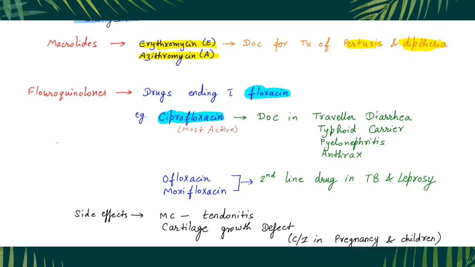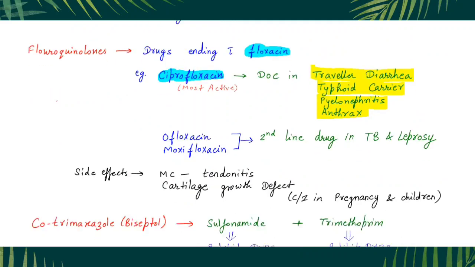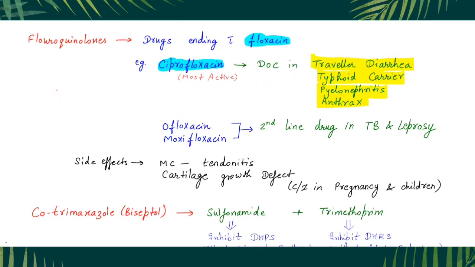Ciprofloxacin is the drug of choice in traveler's diarrhea. It is used for the typhoid carrier, pyelonephritis and anthrax. So ciprofloxacin is the drug of choice in traveler's diarrhea as well as in typhoid carrier, pyelonephritis and anthrax. Next is ofloxacin and moxifloxacin. Ofloxacin and moxifloxacin are also used as second line drugs in TB and leprosy.